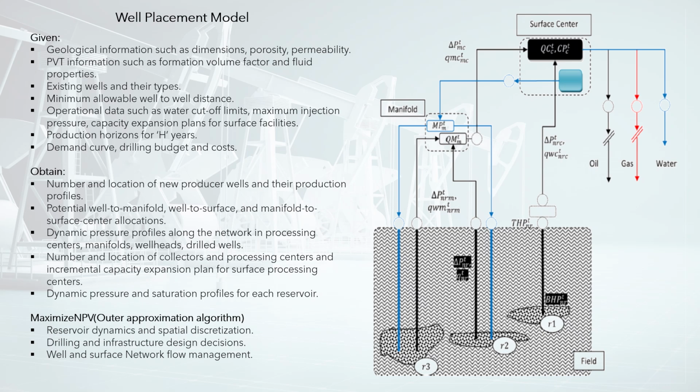Obtain the number and location of new producer wells and their production profiles. Potential well-to-manifold, well-to-surface, and manifold-to-surface center allocations. Dynamic pressure profiles along the network and processing centers, manifolds, wellheads, and drilled wells. Number and location of collectors and processing centers, and incremental capacity expansion plan for surface processing centers. Dynamic pressure and saturation profiles for each reservoir.